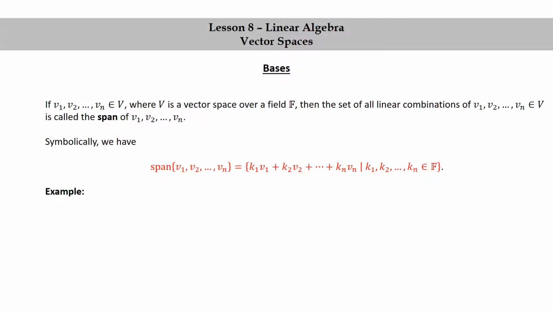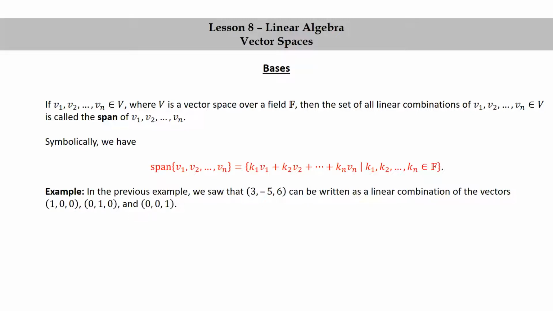Let's look at an example. In the previous example, we saw that 3, negative 5, 6 can be written as a linear combination of the vectors 1, 0, 0, 0, 1, 0, and 0, 0, 1. It follows that 3, negative 5, 6 is in the span of the set consisting of the vectors 1, 0, 0, 0, 1, 0, and 0, 0, 1.